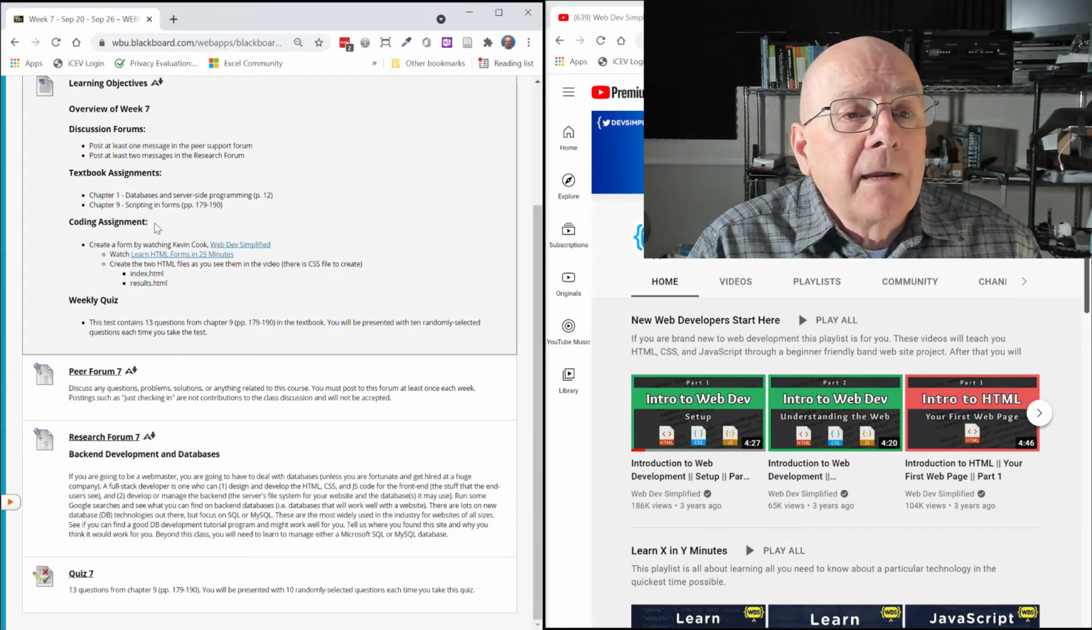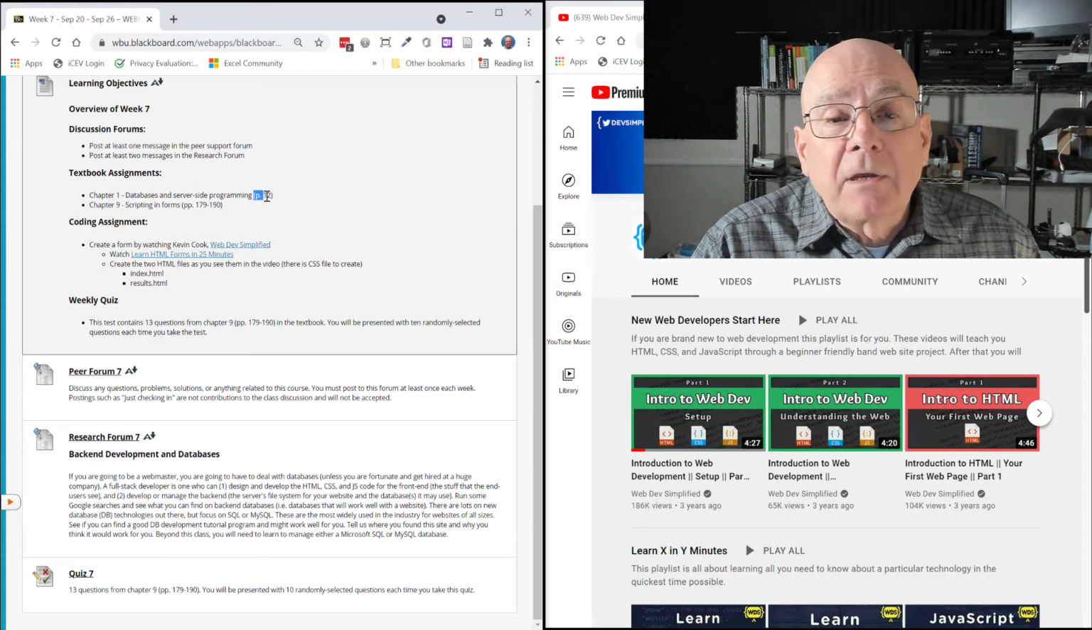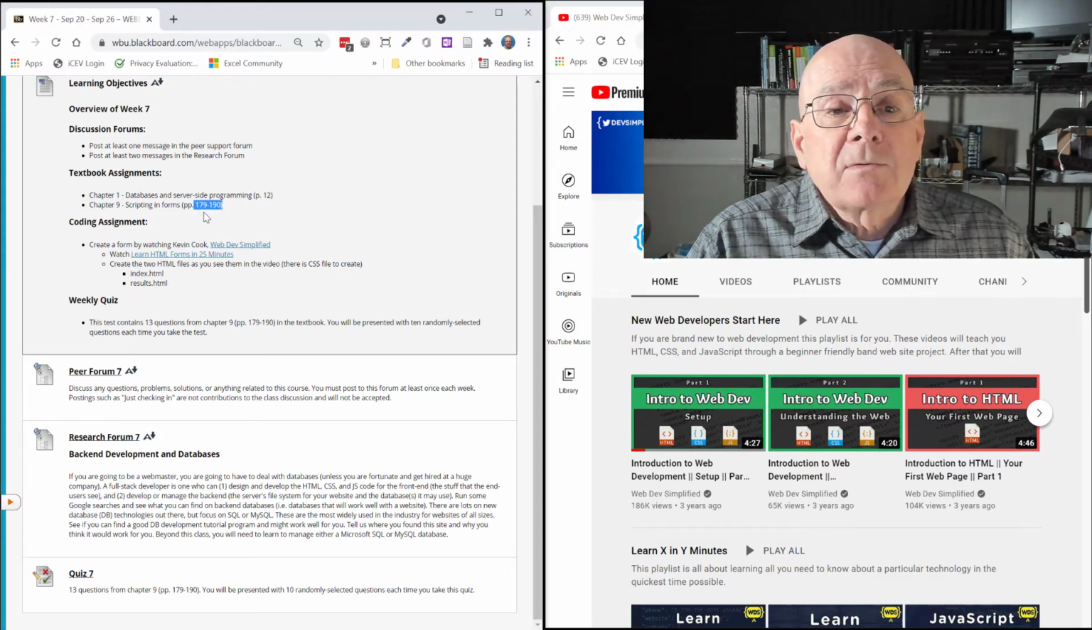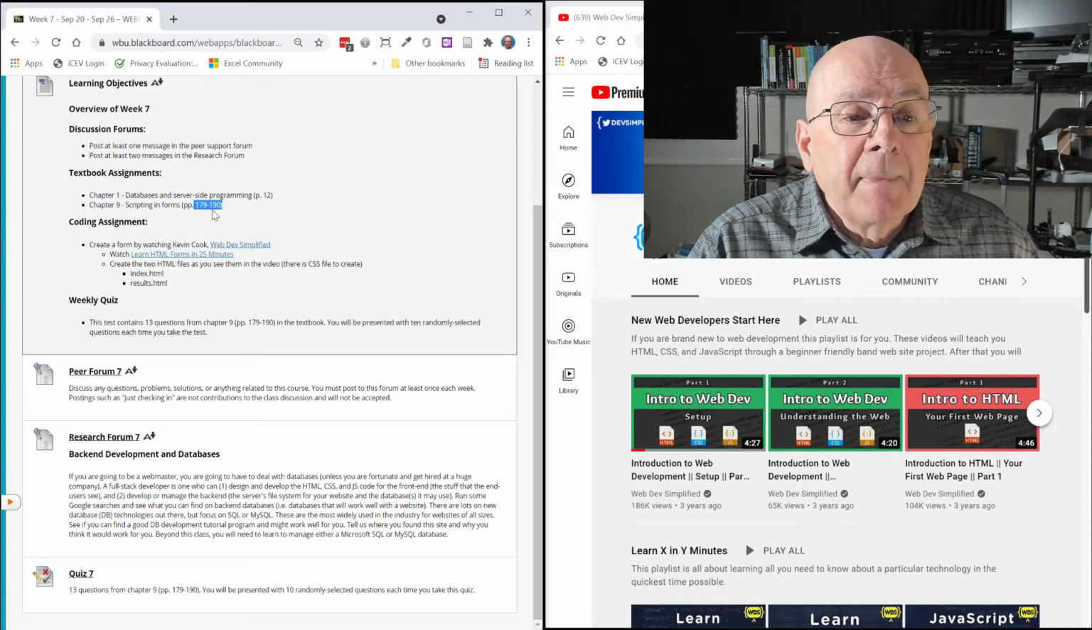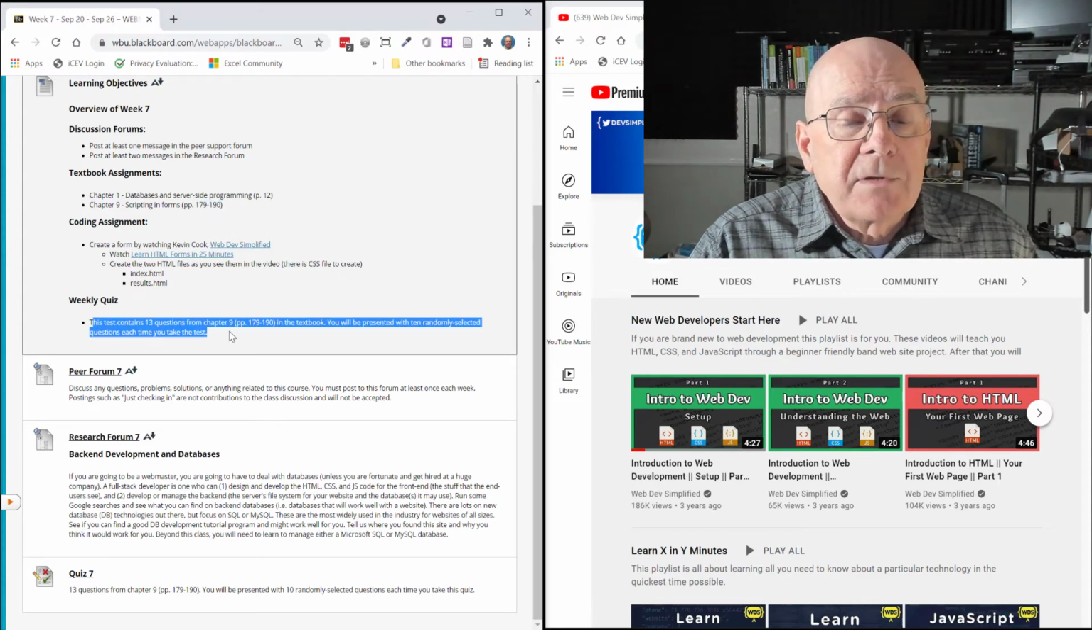Now, for the textbook readings, it says Chapter 1 and Chapter 9, and really Chapter 1 only contains page 12, and Chapter 9 only contains the information on pages 179 through 190. And then there's a weekly quiz, of course, that covers that.